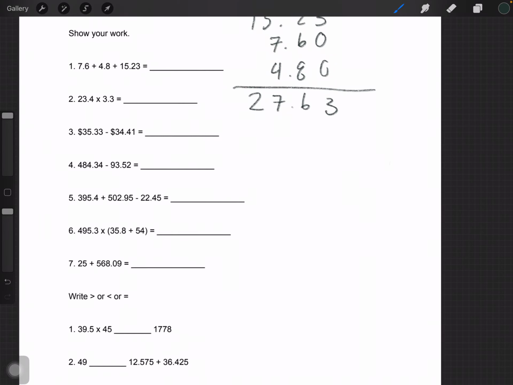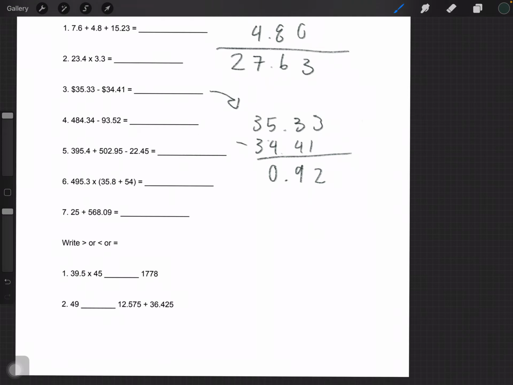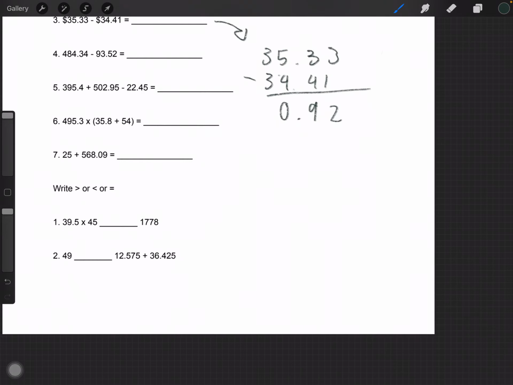Same thing goes for subtracting, like number 3. You want to line up. So 3 minus 1 is equal to 2, 13 minus 4 is equal to 9, 5 minus 5 is equal to 0, and that would be your answer. On the bottom here it says write greater than or less than or equal to, so you want to solve this whole side and determine if it is greater than, less than, or equal to this.